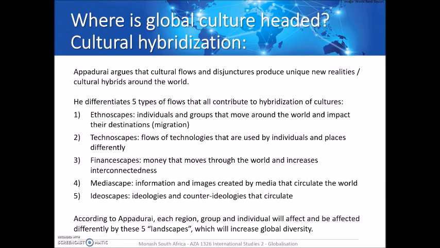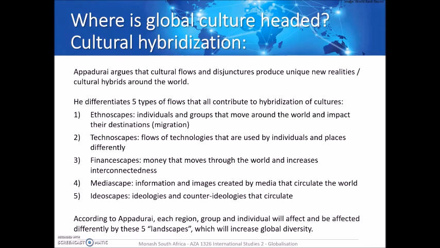He calls them landscapes. So the first one is the ethnoscape, which is basically the idea that individuals and groups that move around the world impact their destinations, right? He's basically talking about migration. So if you have a strong migration from one population to another country, they're going to create a mixed culture, but it's also going to affect the culture of the country they've migrated to. So he argues that that's a flow that has contributed to a diversification of cultures.